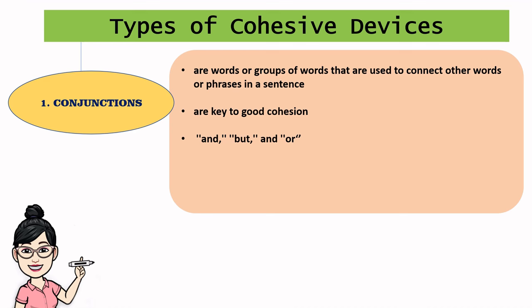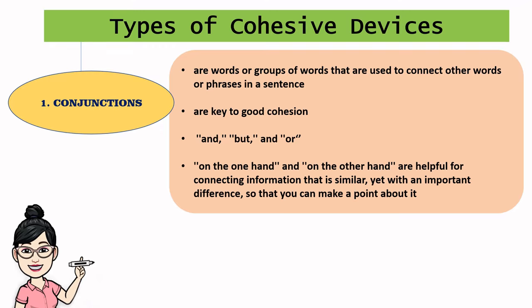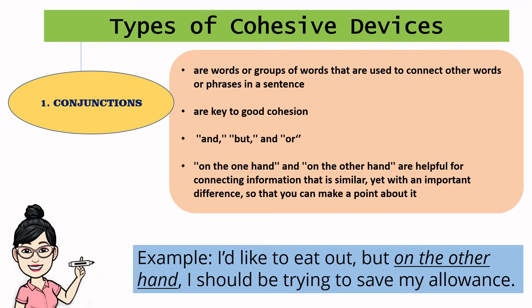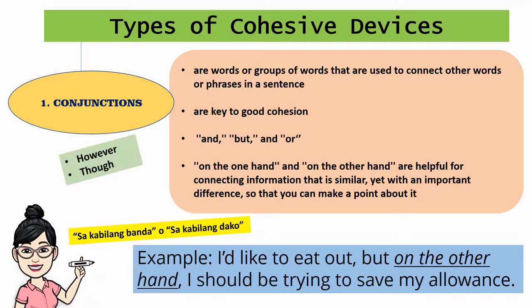However, there are some phrases that are useful for connecting thoughts in a speech to guide the audience through what you are saying. Phrases like on the one hand and on the other hand are helpful for connecting information that is similar, yet with an important difference, so that you can make a point about it. Example, I'd like to eat out, but on the other hand, I should be trying to save my allowance. On the other hand, in Filipino is sa kabilang banda o sa kabilang dako. Notice how using the phrase on the other hand emphasizes the important difference between the two. Eating out versus saving up. This helps show the audience what the important point you are making is rather than just loading them down with information. Additionally, using words like however and though help connect phrases and sentences and are useful in speaking.